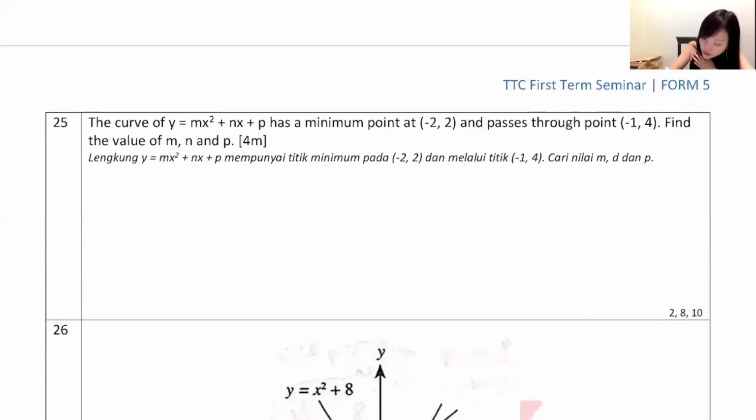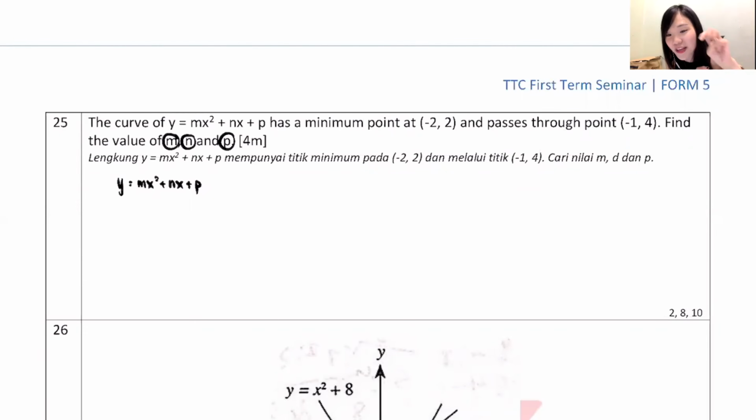The curve, this one. Okay, let me write down first. The curve has a minimum point at -2, 2 and passes through a point -1, 4. Find the value of m, n and p. This time not only finding one unknown, but wanting to find 3 unknowns.